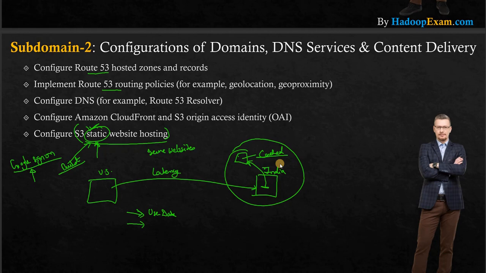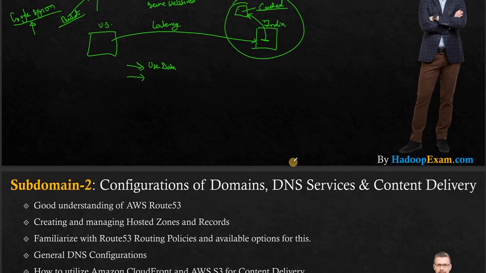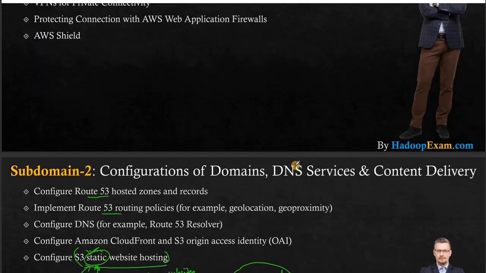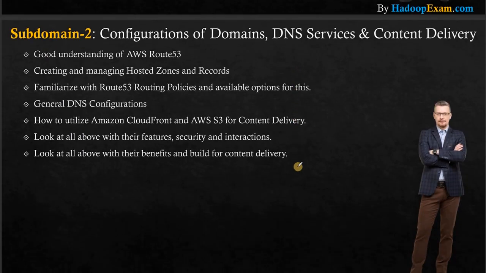Okay. Now let's move further. Next subdomain configure. So this is again part of the same subdomain. Subdomain 2. Good understanding of Route 53 hosted zones, records. How do you create the records in Route 53? Familiarize yourself with Route 53 routing policies, DNS configuration, content delivery, like using CloudFront to avoid delay and latencies, security and interaction, benefits and build up for content delivery. So I will not cover this entirely in detail right now, because we would be going through this in detail later.